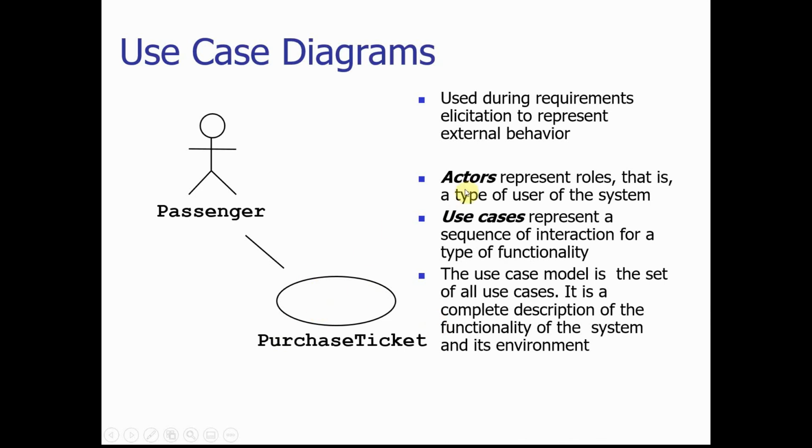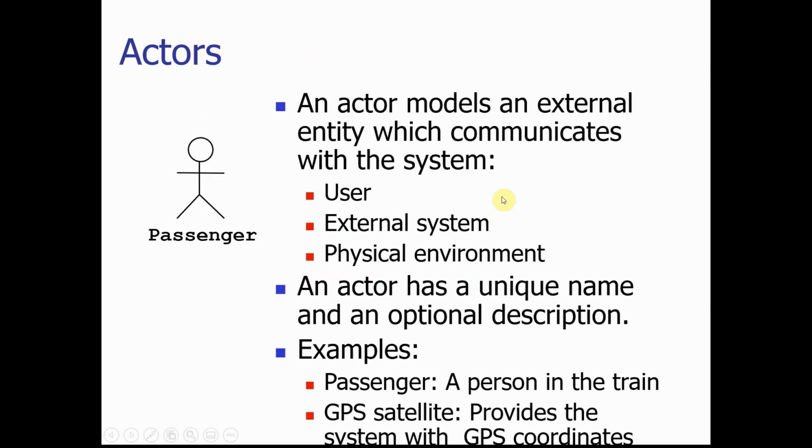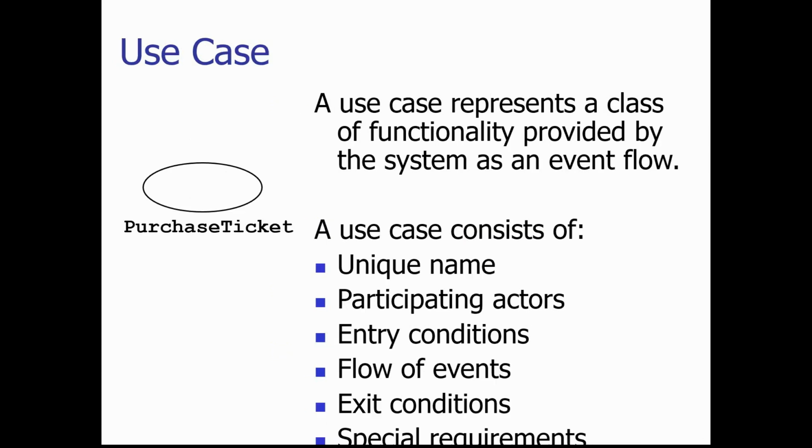First, let's look at the actor. So we know the actor is a model's external entity, which communicates with the system but is not part of the system. It's outside. It can be a user, it can be another system, it can be the physical environment. Anything that is outside the system that may have interaction with your system can be considered as an actor.